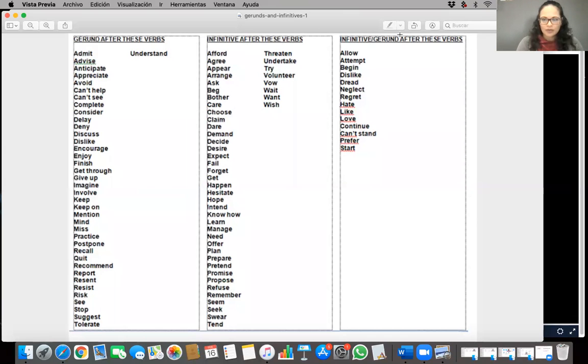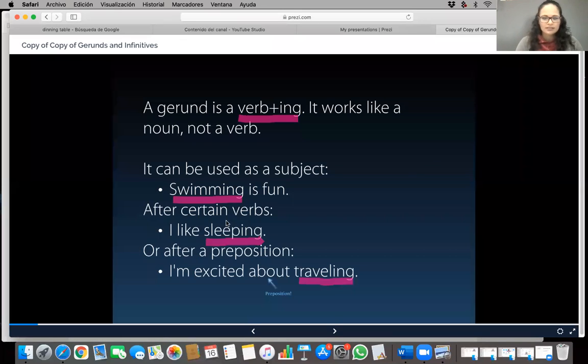And this third column right here means that you can use any of these verbs with gerund or infinitive. So for example, I can say, I hate going to the park. I hate to go to the park. Hate going, hate to go. Or she continued studying English, or she continued to study English. I can use this one with either one. All right, so that's the list of verbs.